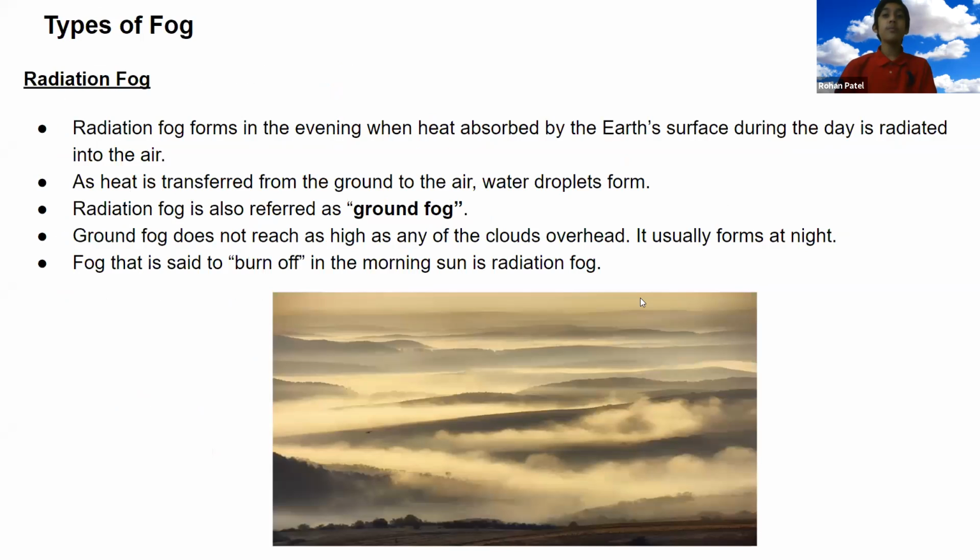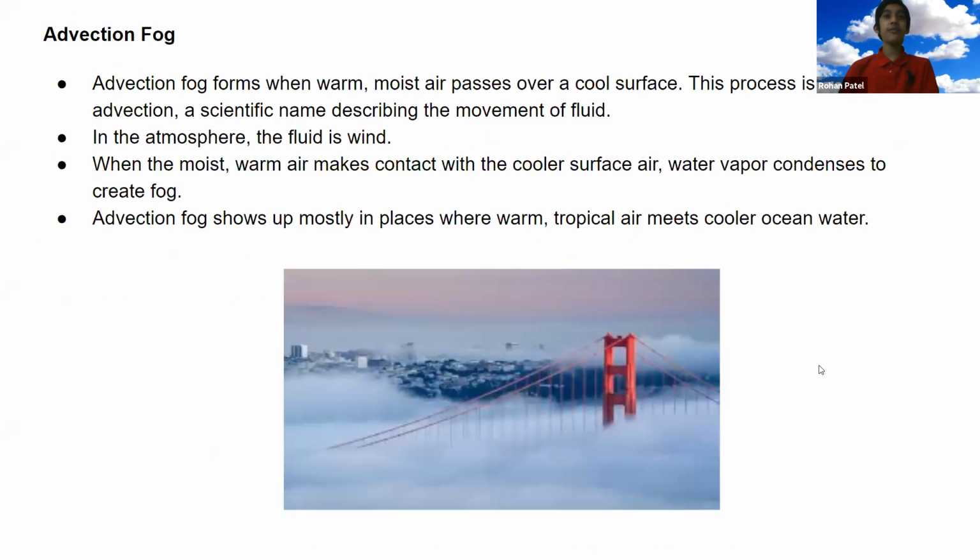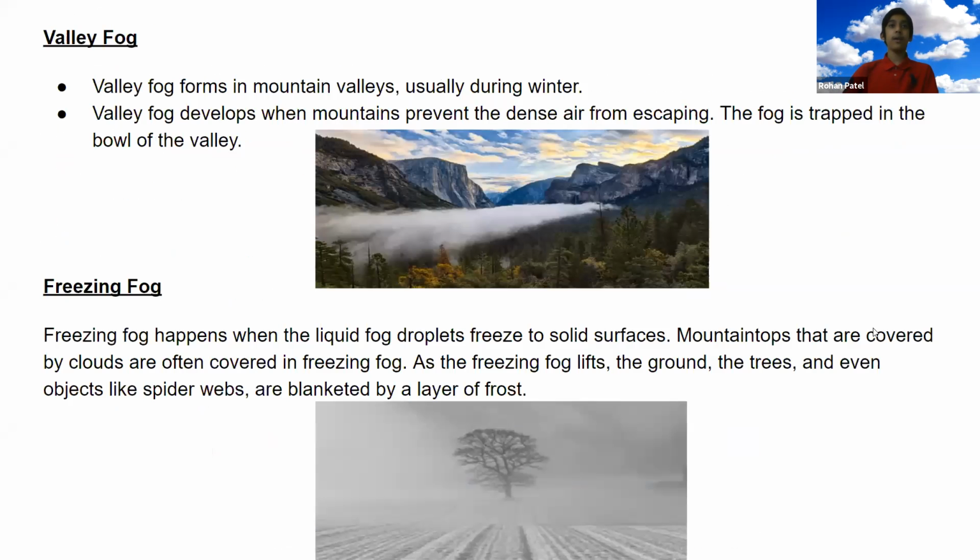Radiation fog forms in the evening when the heat absorbed by the Earth's surface during the day is radiated in the air. It is also referred to as the ground fog. Advection fog forms when warm, moist air passes over a cool surface. The process is called advection, a scientific name describing the movement of fluid. In the atmosphere, the fluid is wind, and it shows in most places where warm tropical air meets the cool ocean air. Next, we have valley and freezing fogs.